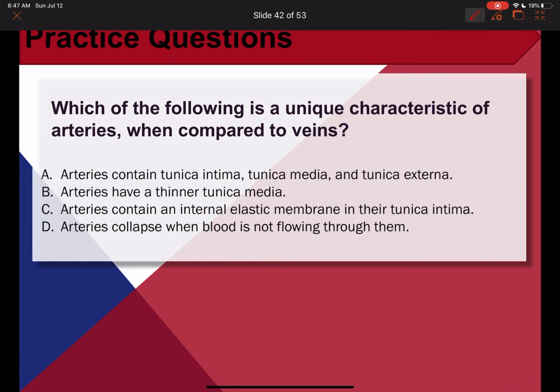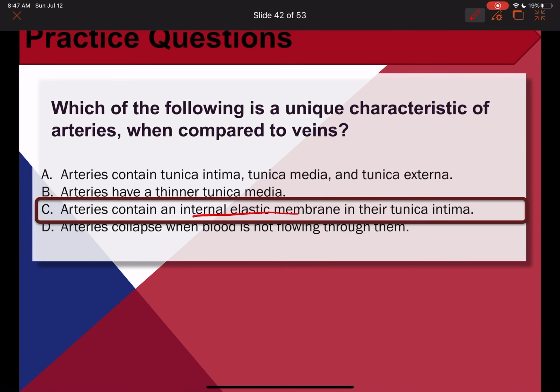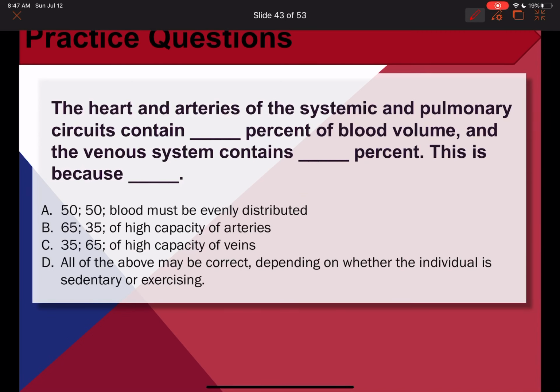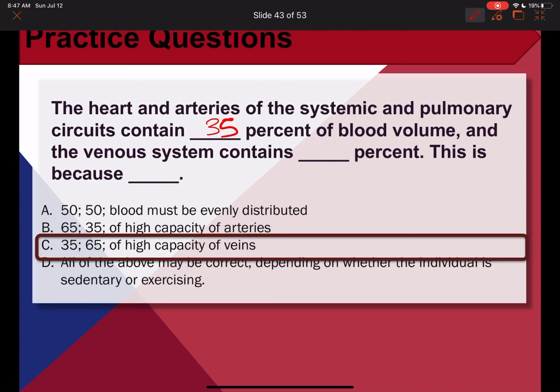Which of the following is a unique characteristic of arteries when compared to veins? Arteries contain that internal elastic membrane to produce that rippled characteristic in their tunica intima. The heart and arteries, so systemic and pulmonary circuit, contain 35% of blood volume, and the venous system contains 65%, which is why I said this is 2/3 of the blood volume. This is about 1/3. And this is because of that high capacity of veins serving as our blood reservoir.